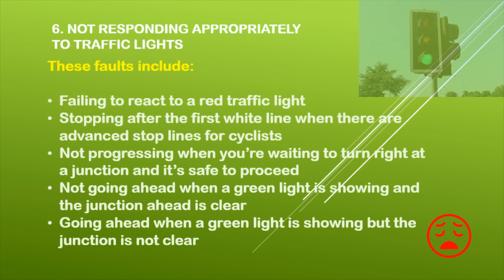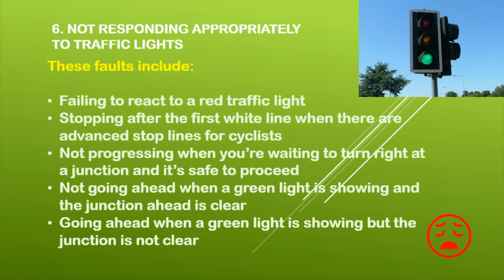These faults include failing to react to a red traffic light, stopping after the first white line when there are advanced stop lines for cyclists, not progressing when you're waiting to turn right at a junction and it's safe to proceed, not going ahead when a green light is showing and the junction ahead is clear, and going ahead when a green light is showing but the junction is not clear.